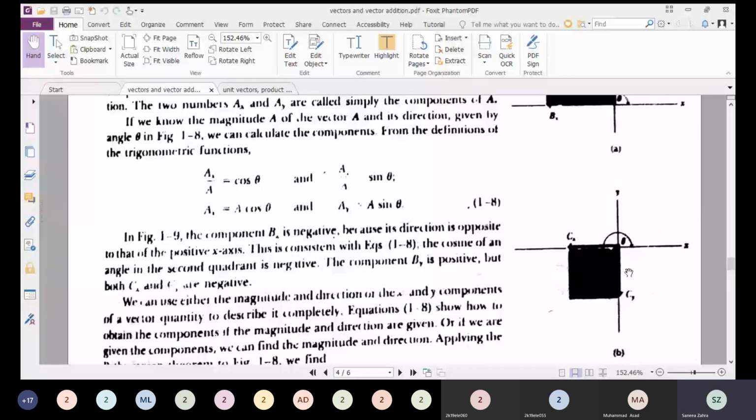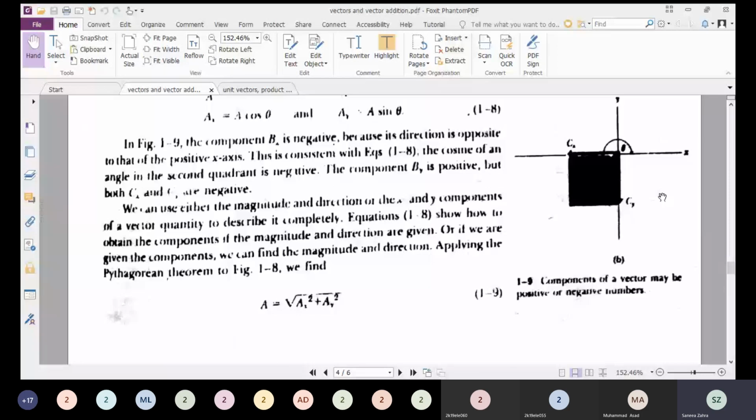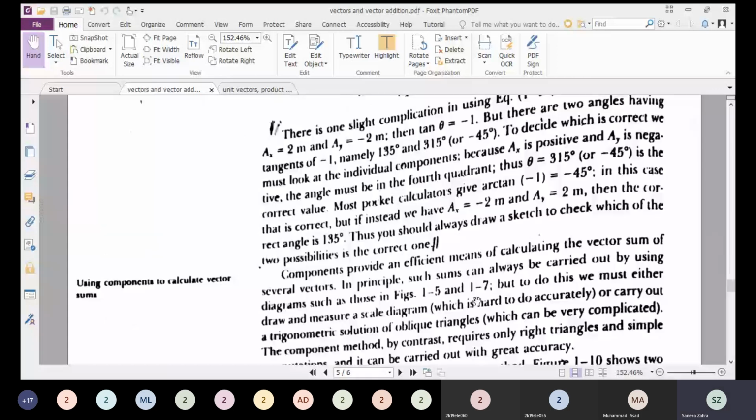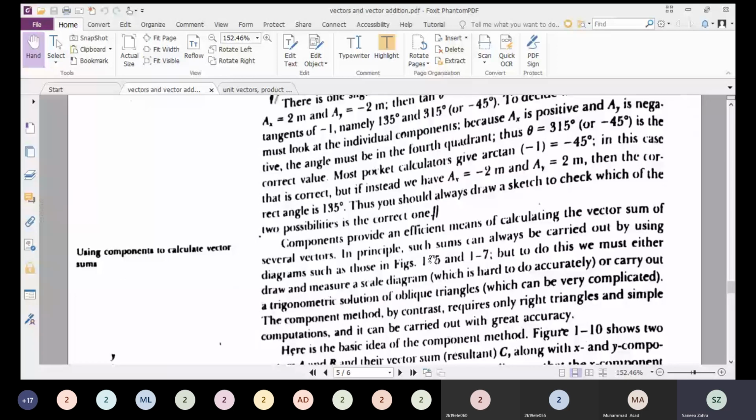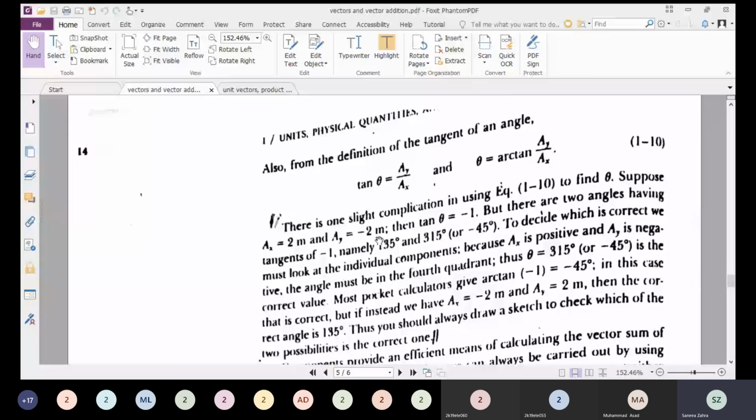To decide which is correct, we must look at the individual components. Because ax is positive and ay is negative, the angle must be in the fourth quadrant. So which angle will we have? This 315 degree angle. Till here it is 270, so obviously the angle over here will be 315. So whenever we are determining the angle, we will look into the signs of our x and y components, and then we will choose in which quadrant our theta will lie.